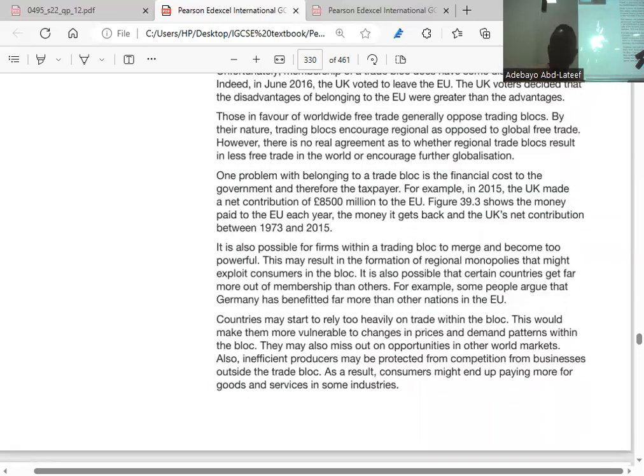Okay, the problem is that you pay so much and get little. That is the point. The government will pay so much because it is a member, like the UK, which is a member of the European Union. They pay so much in contribution, but they get less from the European Union. So what's the benefit of being there? That's why they are talking about Brexit.